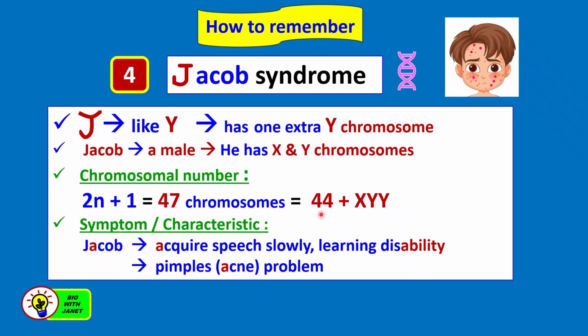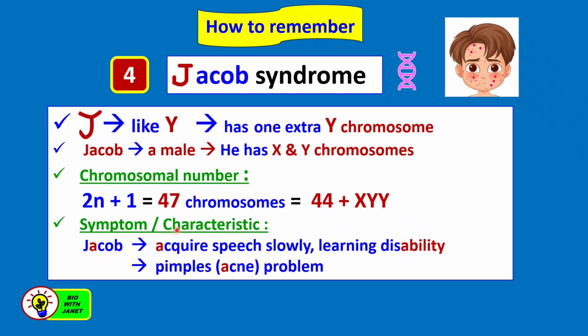Or another way of writing it is we separate the autosomes and the sex chromosomes. So it's 44 autosomes plus XYY chromosomes. Okay, so differentiate from Klinefelter syndrome. In Klinefelter syndrome, the sex chromosome is XXY. For Jacob syndrome, it is XYY, one extra Y chromosome, right?